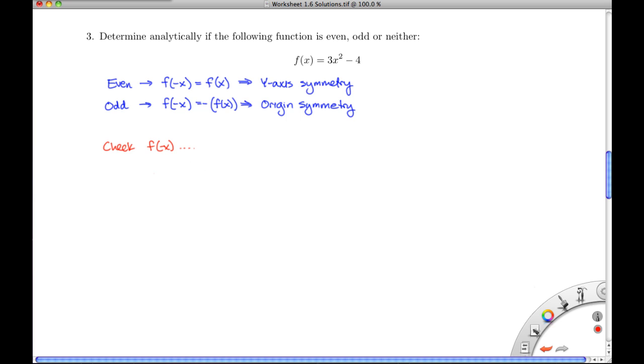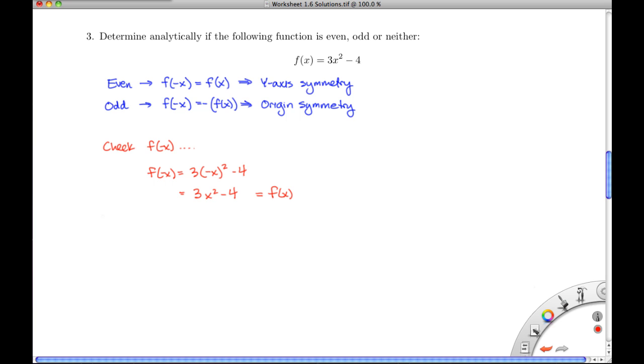And maybe we can make a conclusion based on that. So if we take f of minus x, that means we're going to have 3 times, we replace the x with the negative x, minus 4. And now we just go through and simplify it and see what happens. So if we take a negative x and square it, it's going to be negative x times negative x, which will make that a positive x squared. So this is equal to 3x squared minus 4. And this is a pretty simple one because right away we see that we've got the same function that we started with, which is f of x.